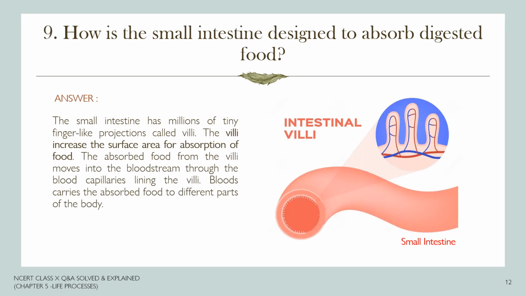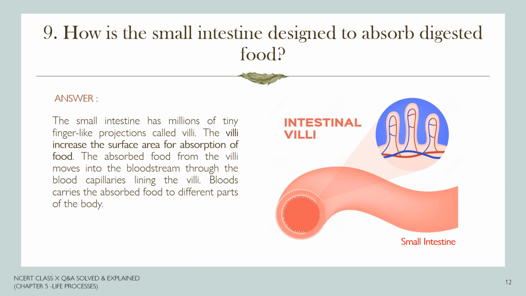How is the small intestine designed to absorb digested food? The walls of the small intestine have finger-like projections called villi. We know that the majority of the absorption happens inside the small intestine. So we need a lot of space for absorption of the food that we take. But as such, we do not have such a big body. So we already have the small intestine which is coiled.